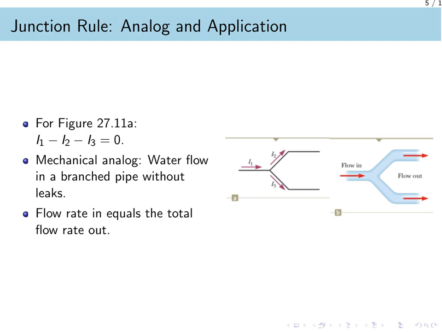In the electrical circuit diagram labeled A, the current I sub 1 enters the junction, while I sub 2 and I sub 3 leave it. Following our convention, we write the equation as I sub 1 minus I sub 2 minus I sub 3 equals 0, ensuring that the total charge is conserved.